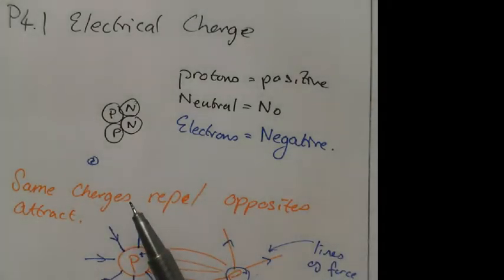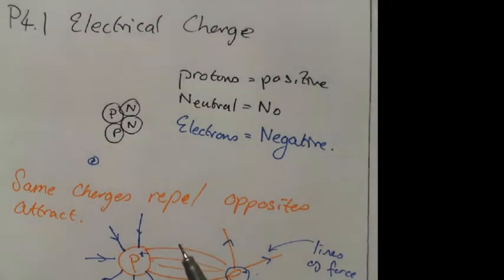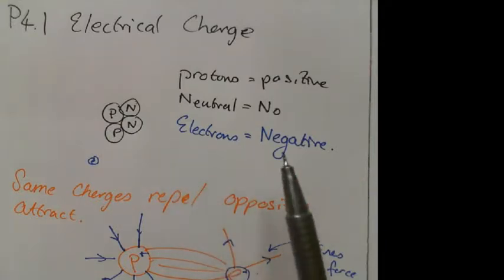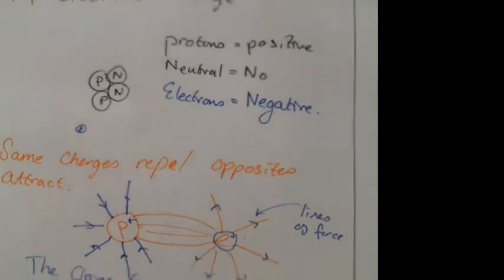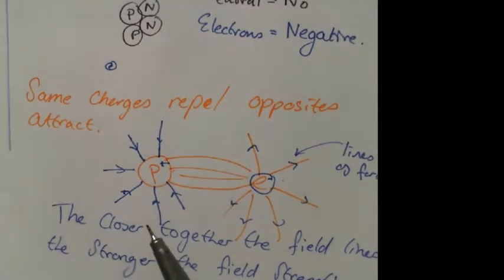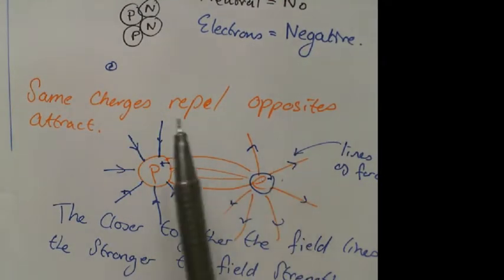Okay, and what we mean by charge is something very similar to what we mean by a magnetic north pole and south pole. From magnets, you might remember that a north pole will repel another north pole and it will attract a south pole. But the same thing is true for charges. Whereas magnetic poles are possessed by magnets, charge is possessed by protons and electrons. And the key thing is that same charges repel, opposites attract.